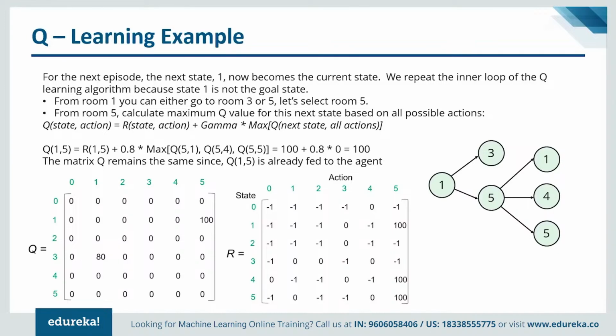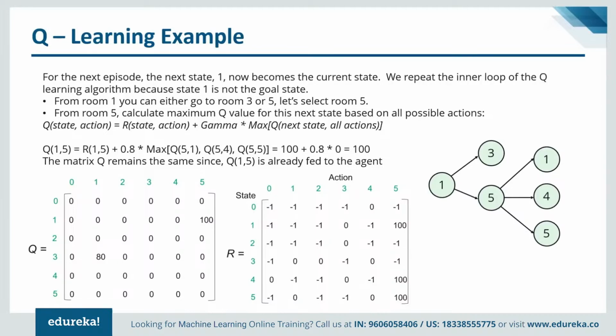So from room number 5, you have to calculate the maximum Q value for the next possible actions. The next possible actions from 5 is to go to room number 1, room number 4 or room number 5. So you're going to calculate the Q value of 5 to 1, 5 to 4 and 5 to 5 and find out which is the maximum Q value here, and you're going to use that value. All right, so let's look at the formula now.